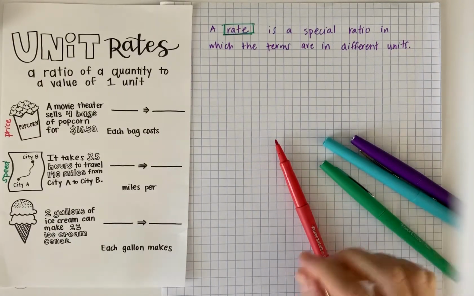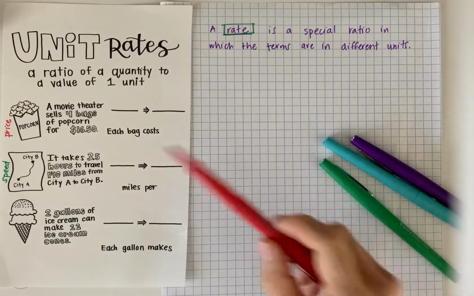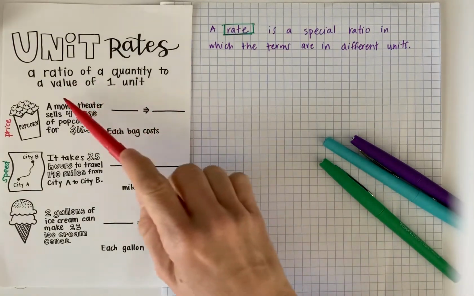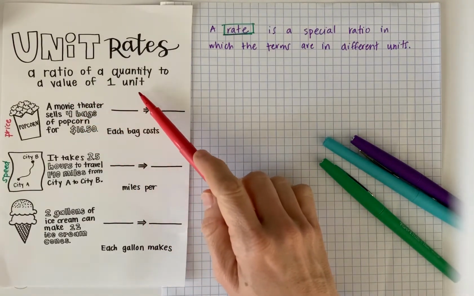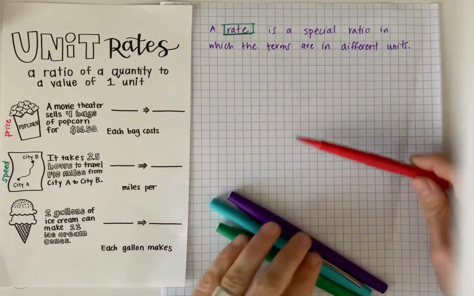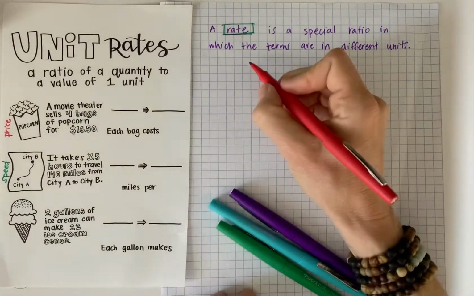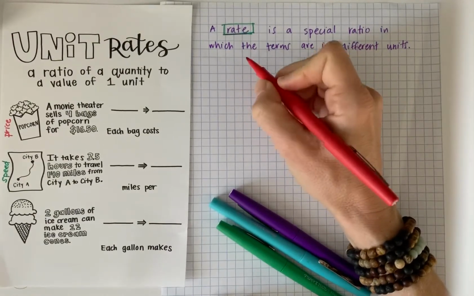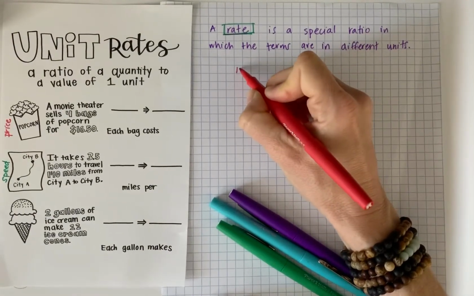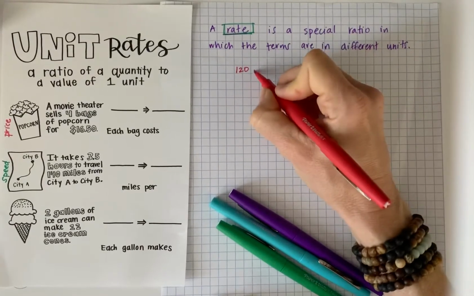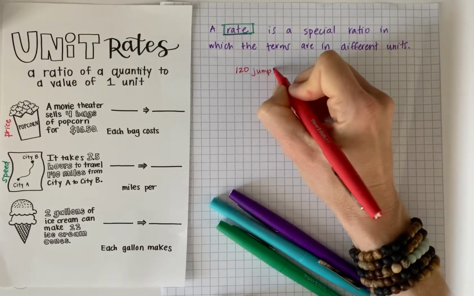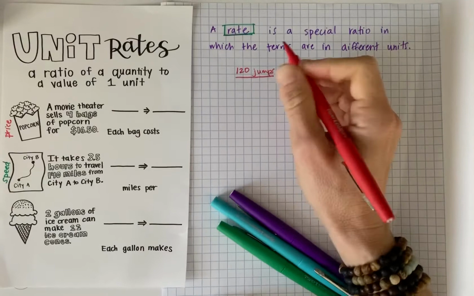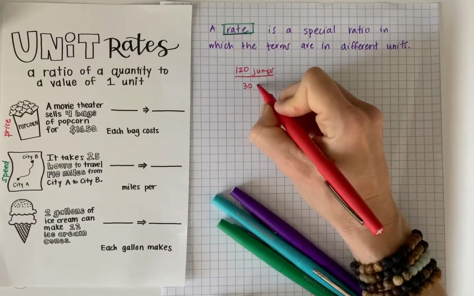Oh, and just a reminder, in your math journal, please write that definition. A unit rate is a ratio of a quantity to a value of 1 unit. So if you're thinking back to the jumper, I don't remember what it was, let's say it was 120 jumps in every 30 seconds.